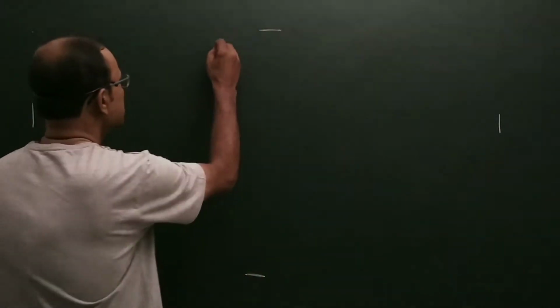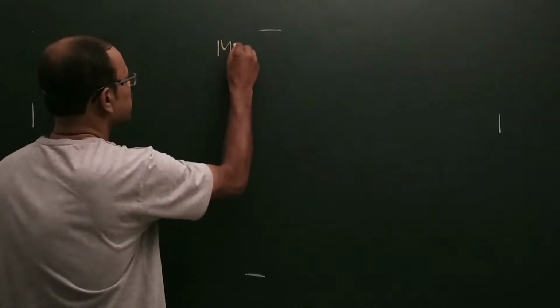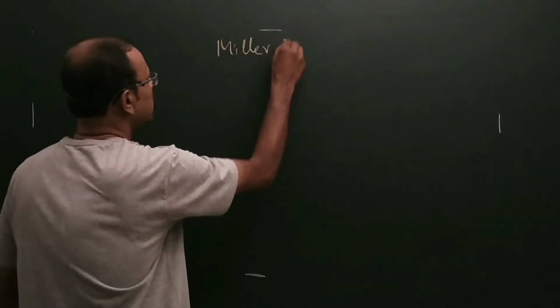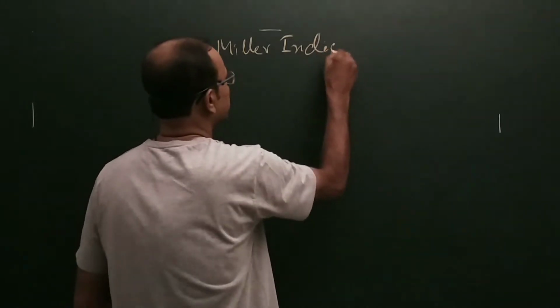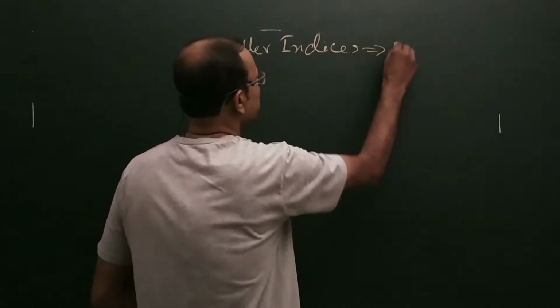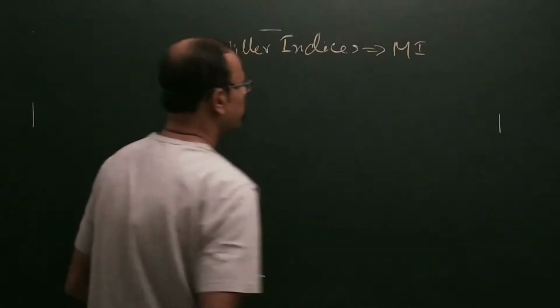I will straight away go through the Miller indices, because without knowing the actual concept of the Miller indices, we cannot learn about or understand Bragg's principle. So, to understand this, I will represent Miller indices by MI.